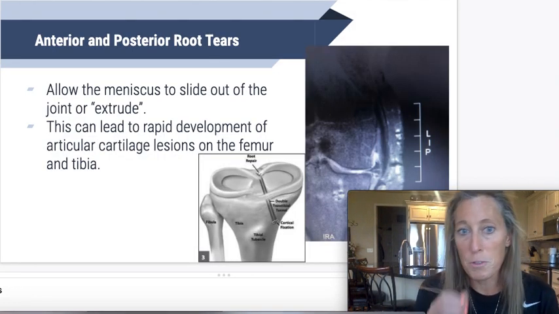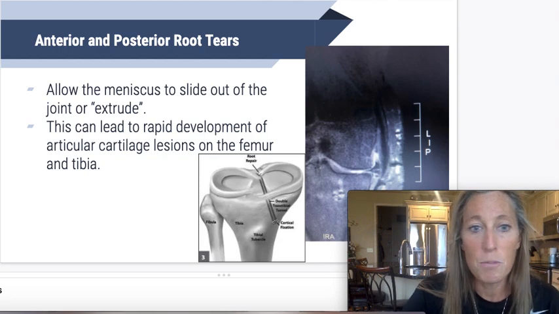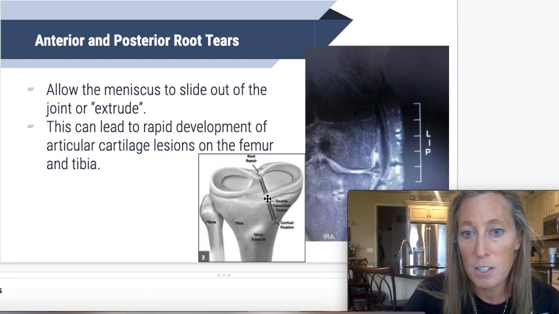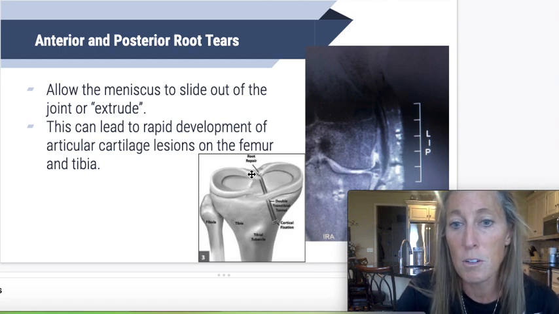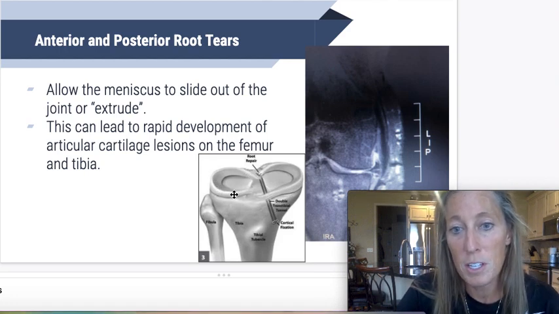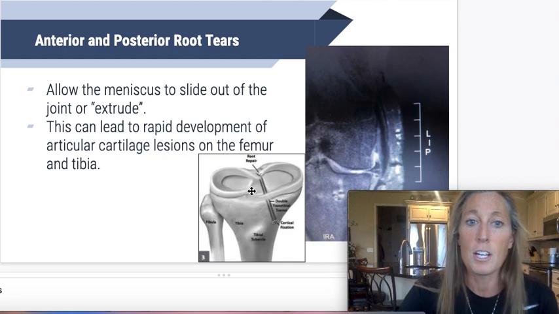Anterior and posterior root tears. A root tear is where the meniscus, you can see the meniscus here and here. These are the root attachments. This is the anterior root attachment, and this is the posterior root attachment of the medial meniscus. And the same thing, here's the lateral. We have a posterior attachment, and then here we have an anterior attachment.